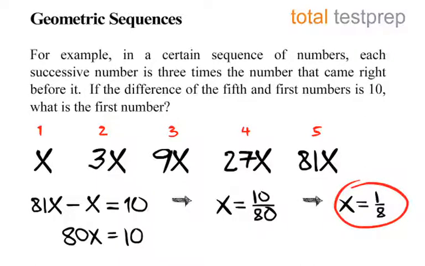Therefore, the first number, since that's what the question is asking, the first number is 1/8, because x is equal to the first number. That was the variable we set up for the first number.